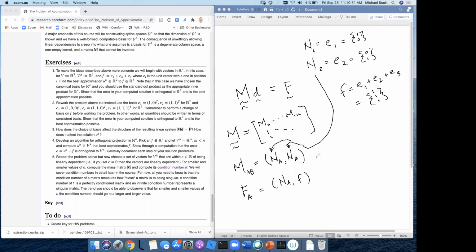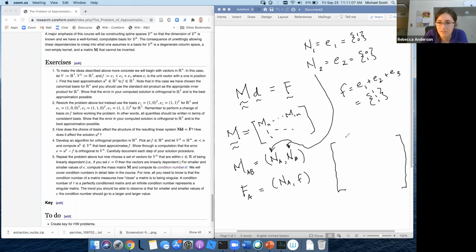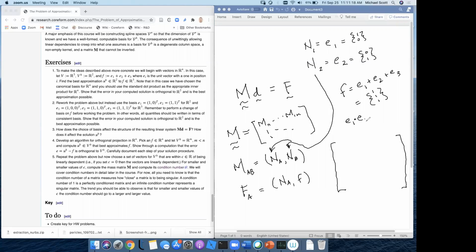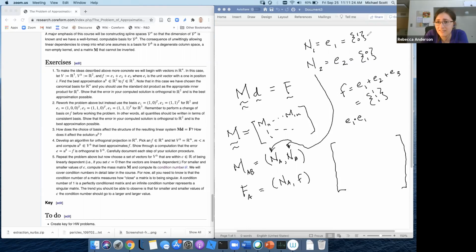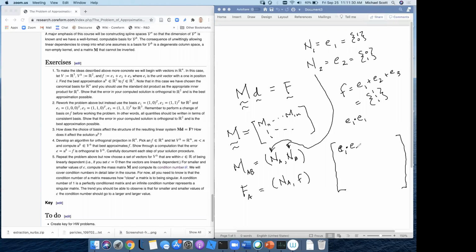Let's just do a few of these. So let's start building up our matrix M_AB. What's the appropriate inner product, Rebecca, for R2? It's E1 dot E1. Yeah, so it's just the dot product that we're using in Rn, right? So E1 dot E1 is what? It's 1. Okay, so this is the identity matrix. That's exactly what it is.